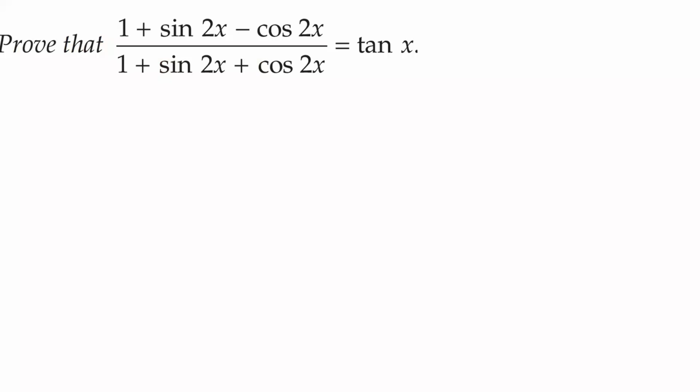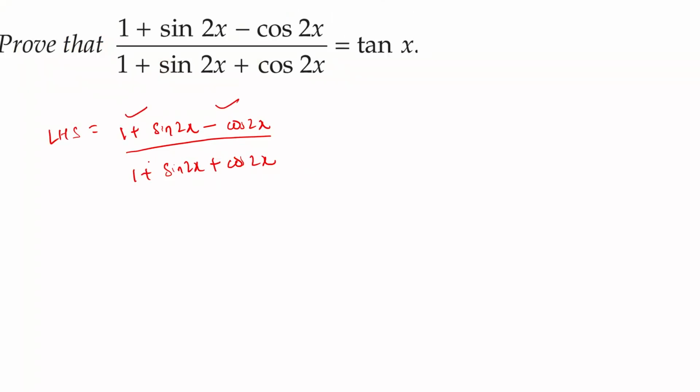So one more question. Again, let's start with the LHS. So here, if you see, we again have 1 minus cos and 1 plus cos, and remember I told you 1 minus cos and 1 plus cos are always going to give you some shorter results. So let's apply them. So 1 minus cos 2x is 2 sine square x.